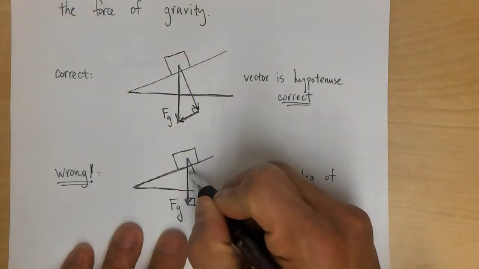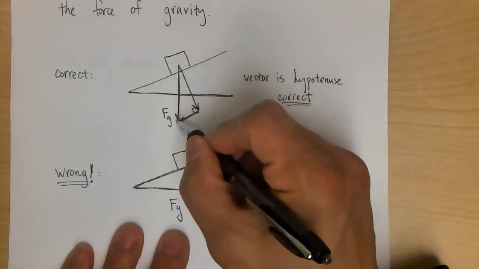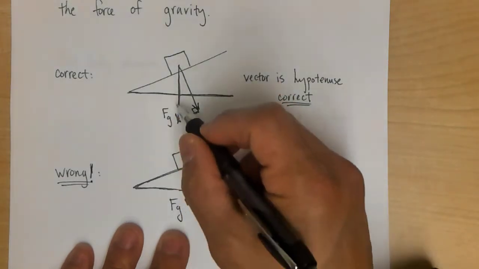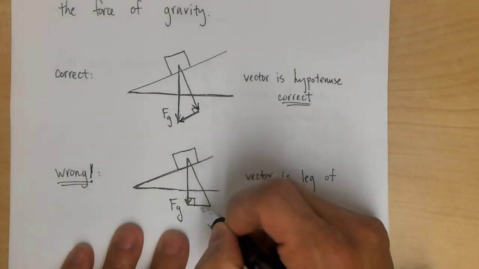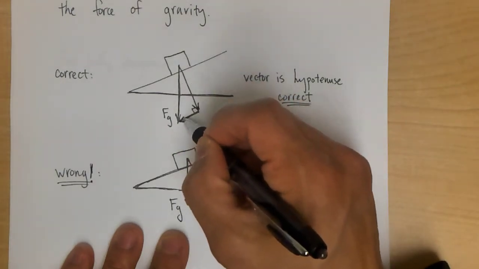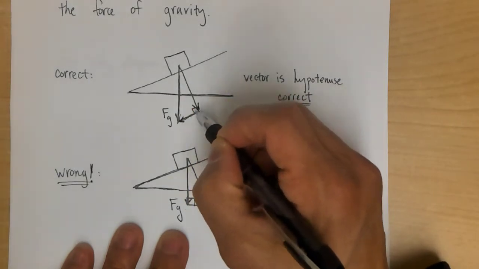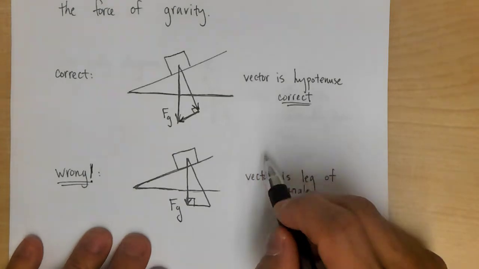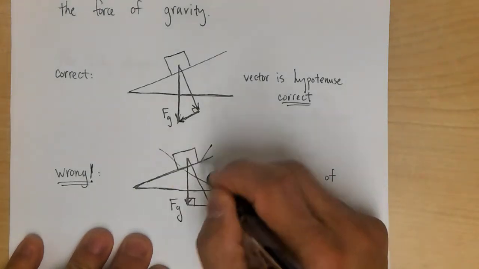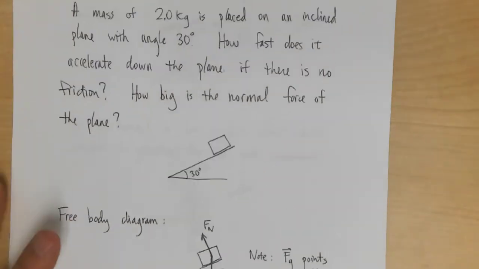You've drawn the leg of a right triangle. When you resolve a force, like gravity, it must be the hypotenuse of the triangle. I've seen students draw this and get all mixed up. You draw gravity as the hypotenuse of the triangle, and you're resolving the perpendicular and the parallel components. Okay? So this is not right. Okay, now let's go on. Let's do an example.